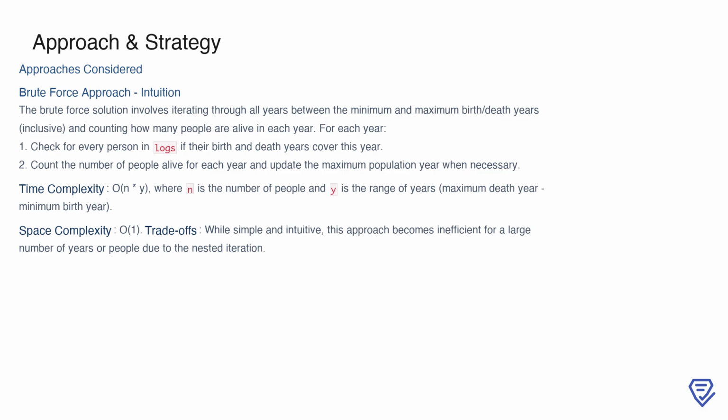While this method is simple and easy to understand, it's not very efficient. The time complexity is O(n * y), where n is the number of people and y is the range of years. Essentially, this nested iteration makes the brute force approach impractical for cases with a large number of years or people. On the positive side, it has a low space complexity of O(1), but the trade-off in performance makes it unsuitable for larger inputs.